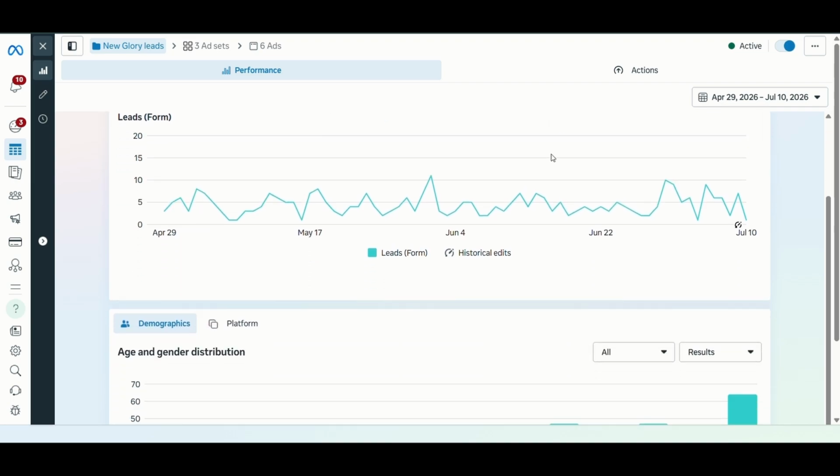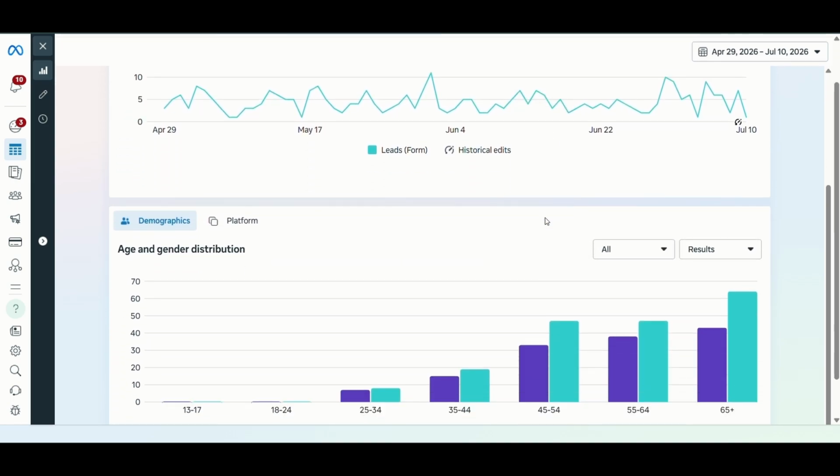So this is the exact system I use in every single campaign I make. So this is what gave me 300 leads at $12 each lead.